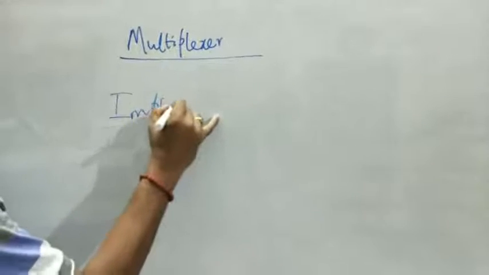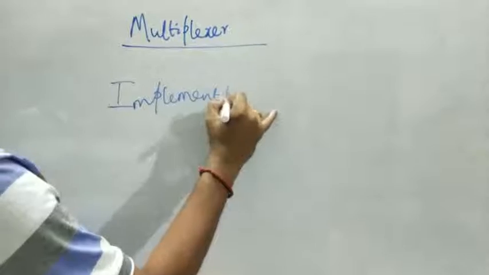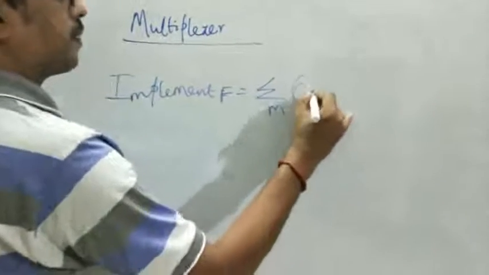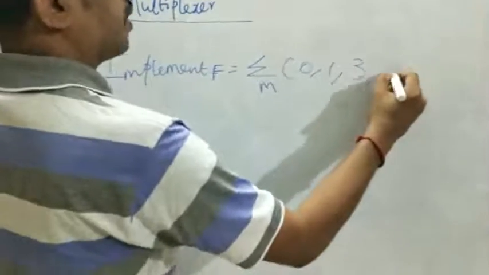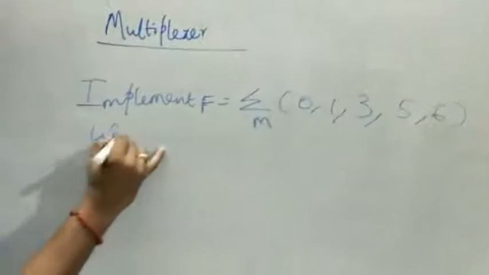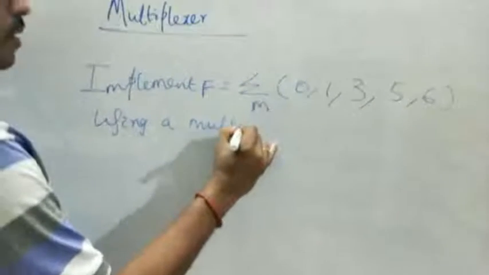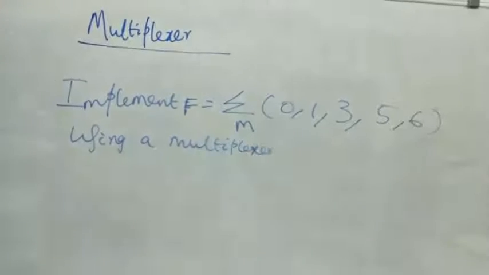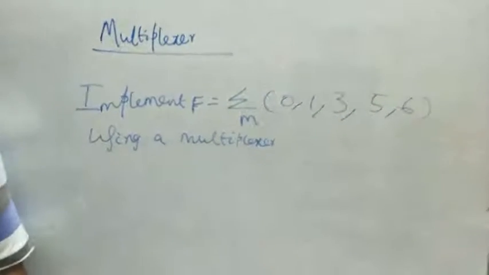Implement F equal to sigma m 0, 1, 3, 5, 6 using a multiplexer. Now we are going to see how this expression can be implemented using a multiplexer.